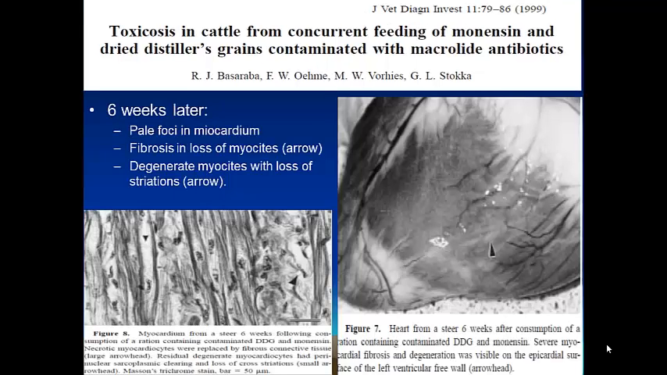If the acute incident was not enough for the farmer, he was also left with some animals that had a chronic heart condition. As we said, the heart is one of those organs that is not capable of regenerating. And on this slide we see the image of one of those animals that was a poor doer. It was not gaining weight after 6 weeks of the incident, and it was put down. And obviously he had scars throughout the heart, and that's what we see on this image here.